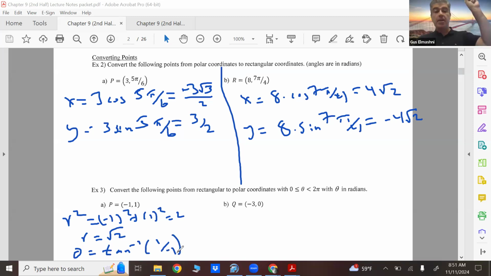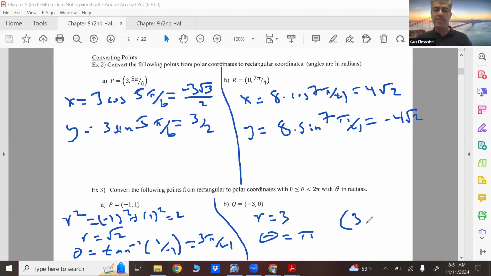Well, you have to be in the second quadrant, 3 pi over 4. By the way, you could have negative root 2, comma, negative pi over 4. That could have worked also. Here, negative 3, comma 0. I think it's pretty obvious. What's r going to be? And what's your theta going to be? You're on the negative x-axis. Pi, so 3 comma pi. You don't really have to think too hard about it.